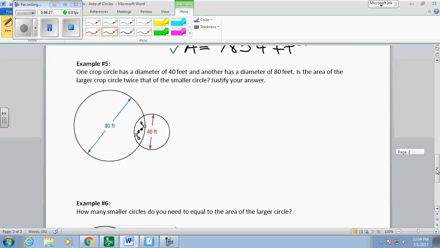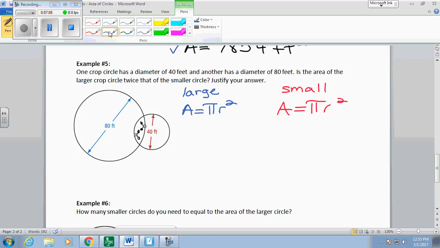They say that one crop circle has a diameter of 40 feet and another has a diameter of 80 feet. Is the area of the larger crop circle twice that of the smaller circle? They would like us to justify our answer. So I'm going to find the area of each of these circles, and I will label which circle it is that I'm doing. So the large circle has a blue diameter and the small circle has a red, so I'll just do my work in the appropriate colors. I will be using the A equals pi r squared formula for both of these, since I'm talking about circles and they want me to figure out the areas.